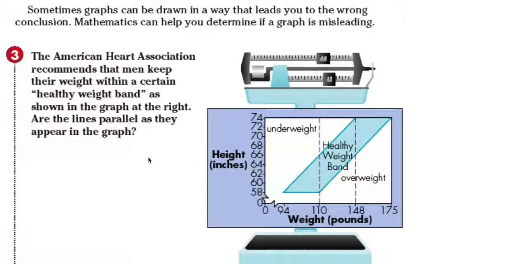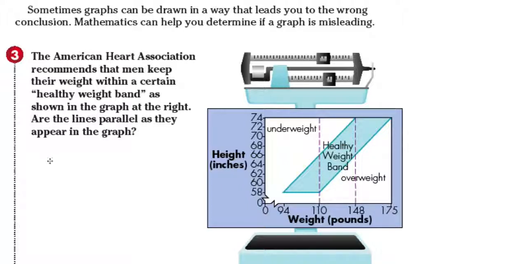Let's take a look at example number 3. Sometimes graphs can be drawn in a way that leads you to a wrong conclusion. Mathematics can help you determine if a graph is misleading. Let's take a look at this one. The American Heart Association recommends that men keep their weight within a certain healthy weight band, as shown in the graph at the right. Are the lines parallel as they appear in the graph? So this is your healthy weight band. That means your height and weight should fall within that band for you to be considered healthy.